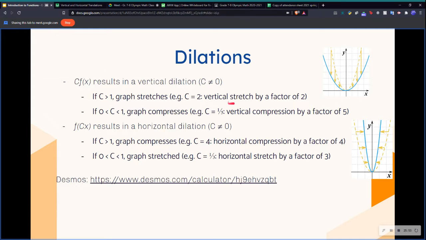You would have a vertical stretch by a factor of 2. That's how you say it. That's how you phrase this dilation. You would say vertical stretch by a factor of 2, c is equal to 2. Okay, so that's case 1.